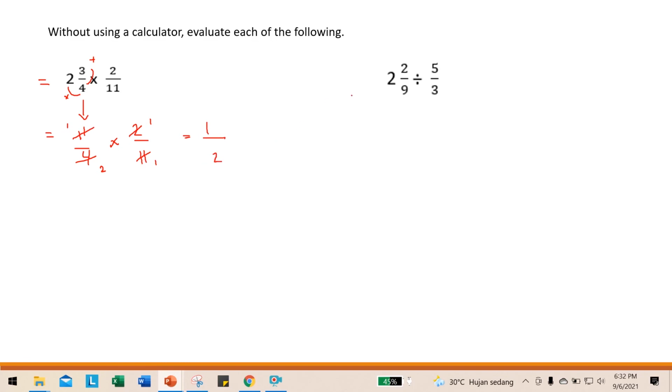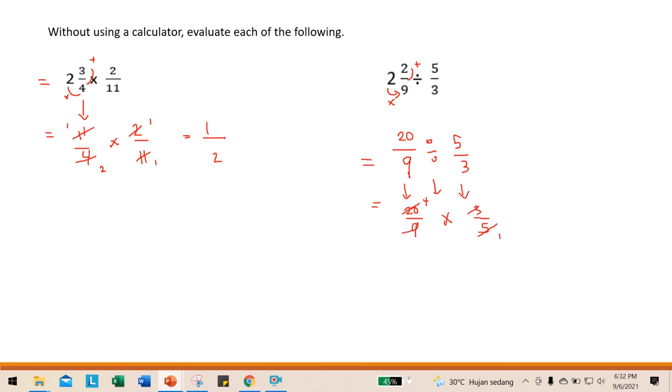And then the second, 2 and 2 out of 9 divided by 5 out of 3. 2 times 9 plus 2 equals 20 out of 9 divided by 5 out of 3. Remember, keep, change, flip. So you may cancel the top and the bottom number, 20 and 5 divided by 5. This is 4, this is 1.